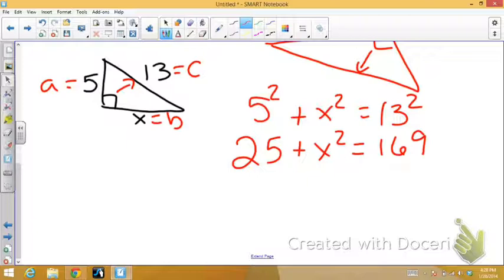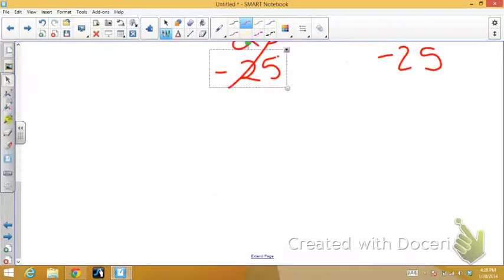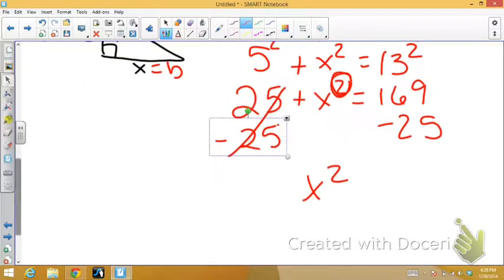So this is a quadratic because it has a squared. Because it's squared, it's quadratic. But it doesn't have an x term, it just has one x squared term. So we can solve this by square roots. We can minus 25 from both sides. 169 minus 25 is 144.